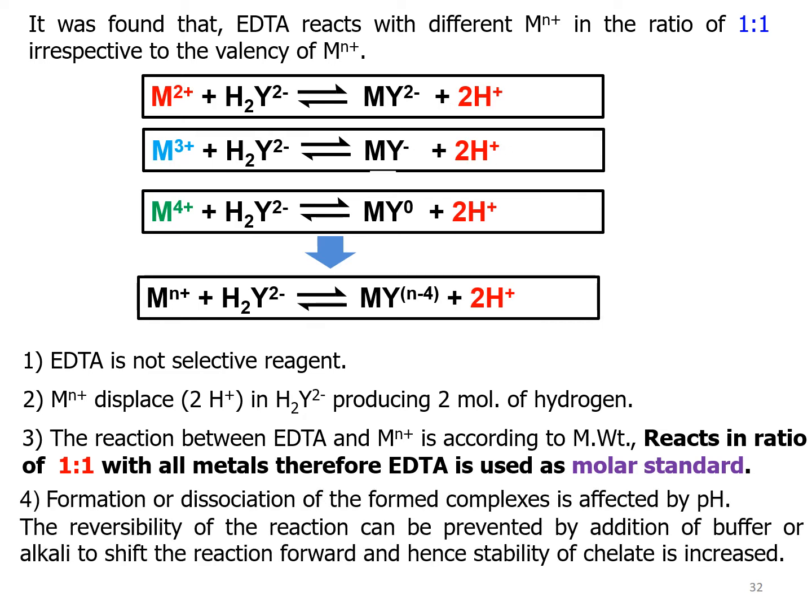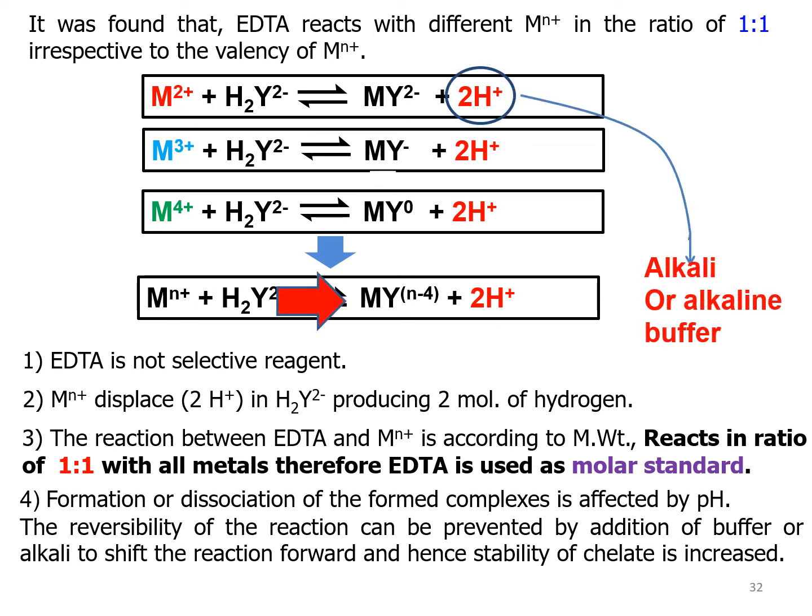Formation or dissociation of the formed complex is affected by pH. So, the reversibility of the reaction can be prevented by addition of buffer or alkali to shift the reaction forward, hence the stability of the chelate is increased, always consuming the hydrogen and always shifting the reaction forward towards the formation of a complex.